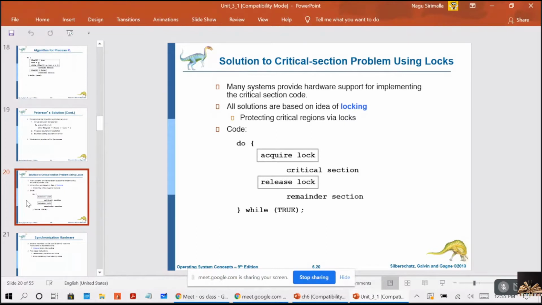Those multiple jobs can be causing the interrupts, right? In a uniprocessor system, you can hold the interrupts on a single processor, but when we are using multiple processors, disabling interrupts can be time consuming since the message is passed to all the processors. So it is time consuming, right? This message passing delays entry to each critical section and system efficiency is decreased, right?